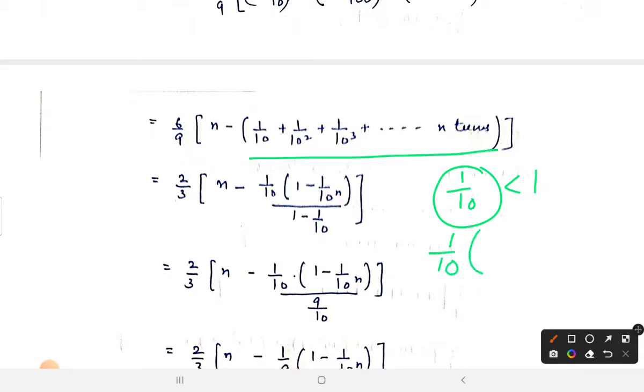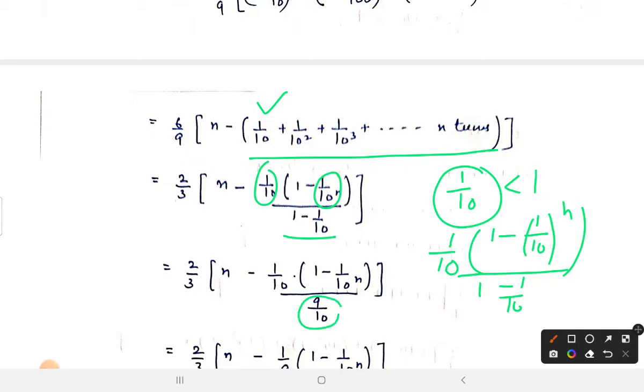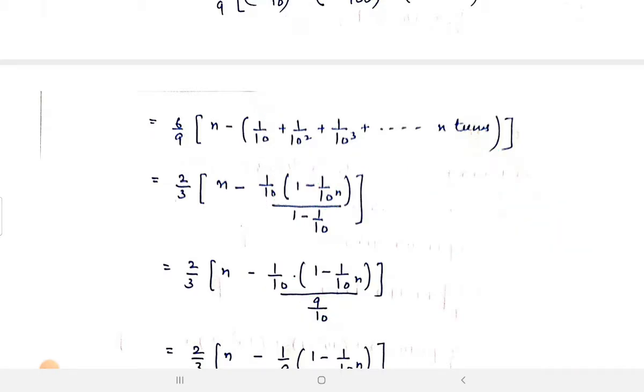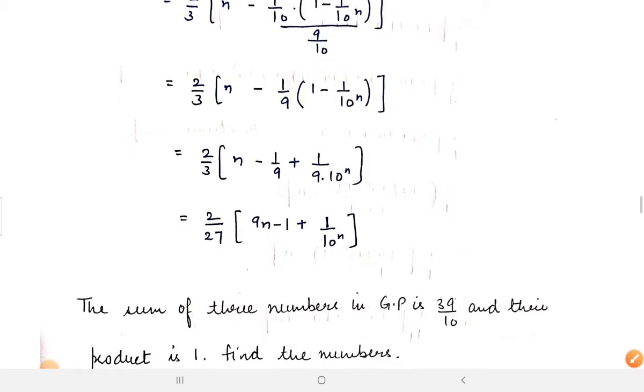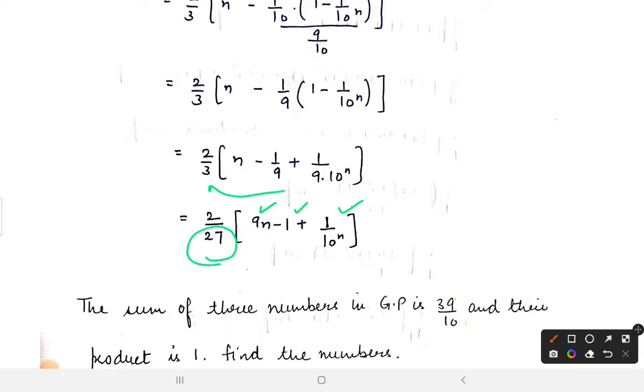So it is a, which is 1 by 10, into 1 minus r to the power n upon 1 minus r. So it is 1 upon 10, 1 minus r to the power n upon 1 minus r. So it is 9 by 10, 10 cancels with 10, so it is 1 by 9 and 1 minus of 1 upon 10 to the power n. So let us multiply this with this. So it is 1 upon 9, 1 upon 9 to the power 10 to the power n. Now take the LCM as 9. So we have 9n minus 1 plus 1 upon 10 to the power n, and here it is 27.